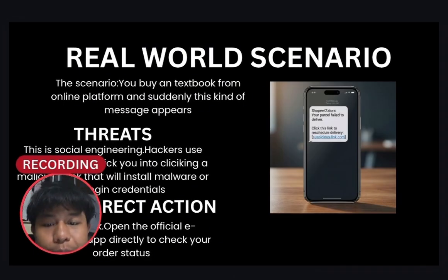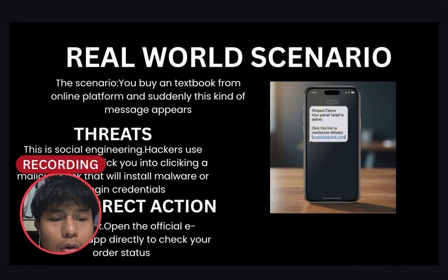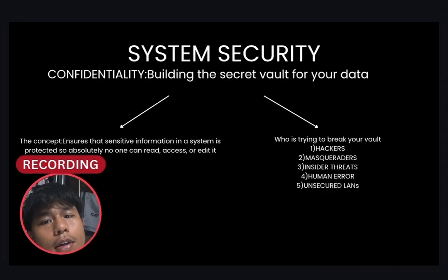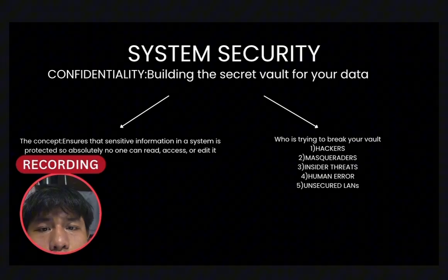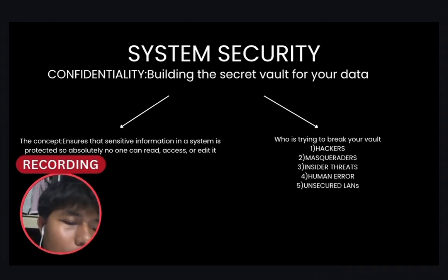Next. So what type of system security do we have for the computer? The first one is confidentiality, which is like building a secret vault for your data. So the concept is to ensure that sensitive information in the system is protected, so absolutely no one can read, access, or edit it.